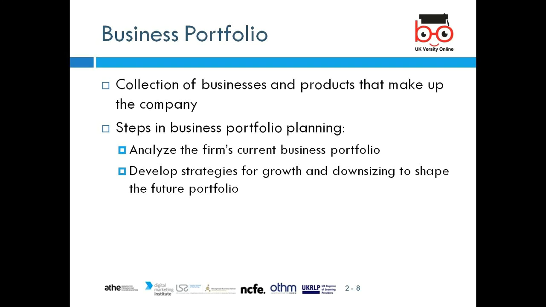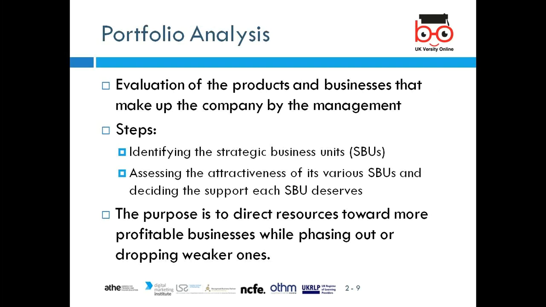So we have to develop the strategies for how we will do it. And the portfolio analysis: evaluation of the products and businesses that make up the company by management, step one identifying the strategic business units. We discussed, like, think about Ford having different brands: Ford Mondeo, Ford Fiesta, Ford Focus. These are all SBUs. So for each SBU we assess the attractiveness. Some may be looking for fuel efficiency, some may want more space within a car. So we need to segment these into different classes based on different segmentation methods, so we can focus.